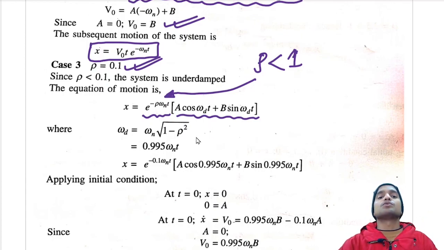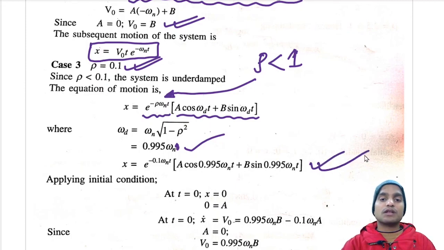And omega d is equal to omega n into root under 1 minus rho square. Rho value is given, so we can calculate it is equal to 0.995 omega n t. This is by mistake, it is written here t, and let's put this value here in this equation. X is equal to e to the power minus 0.1 omega n t into, under bracket, a cos 0.995 omega n t plus b into sine 0.995 omega n t. So this is clear to us.